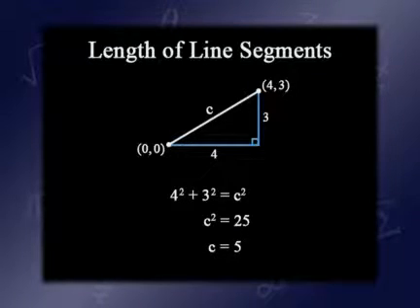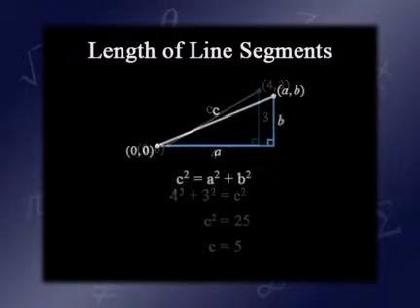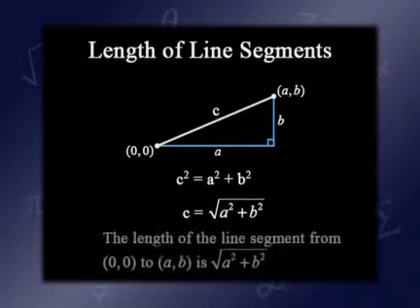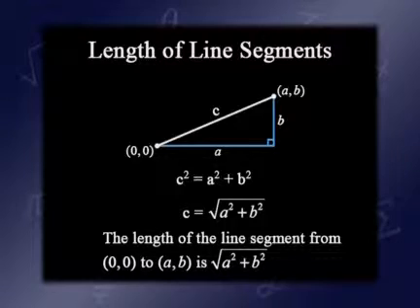And in general, we can show that, and we'll use this formula later, if you start with the point (0, 0) and you want to find the length to the point (A, B), then by drawing the right triangle, the length of the line segment from (0, 0) to (A, B) is equal to the square root of A squared plus B squared.